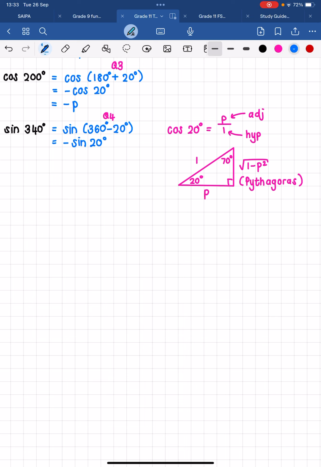Okay, so now we can use this triangle to get negative sine of 20. Sine is opposite over hypotenuse. So this side now, the square root of 1 minus P squared over 1, which obviously you don't have to write. I am just going to write it for now, just so that you can see exactly where that came from. But in a test or exam, it's absolutely fine if you just write the final answer.